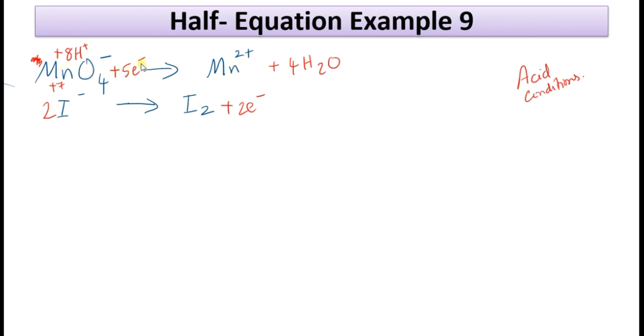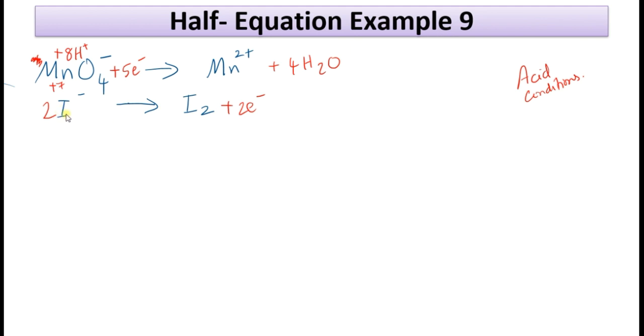To go to 2 plus you have to add 8 H plus ions because it's acid conditions. So you have 8 H plus ions added. That leaves you with the required charge balance. Now you have 4 H2O to be added to balance the number of hydrogen atoms and the 4 oxygen atoms, right? So that half equation is done. Remember, if some atom or ion is getting oxidized or reduced, you need to balance that first.